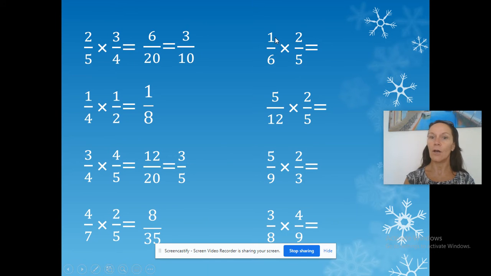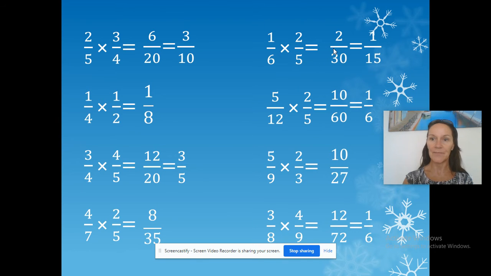So what about over here? 1/6 times 2/5. 1 times 2. You've got that worked out in your head? 6 times 5. Think about that one and see if you can imagine now what's going to come up. There we go. 1 times 2 is 2. 6 times 5 is 30. Well, half of 2 is 1. Half of 30 is 15. And there are no other common denominators. So that is the fraction in its simplest form.